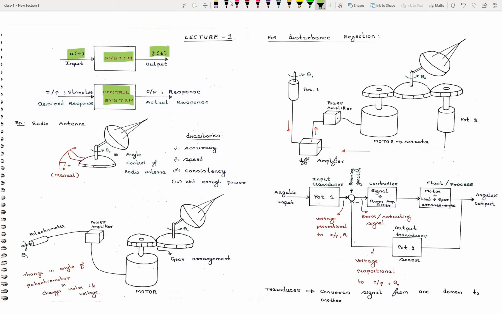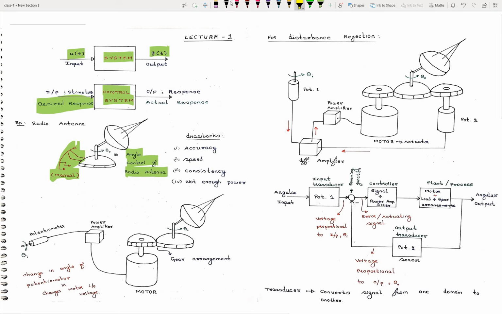The basic difference between system and control system is that in control system we can give the desired output as input. So I have taken here one example, angle control of radio antenna. Here I have shown it with manual operation. With manual operation I am doing angle control of radio antenna.